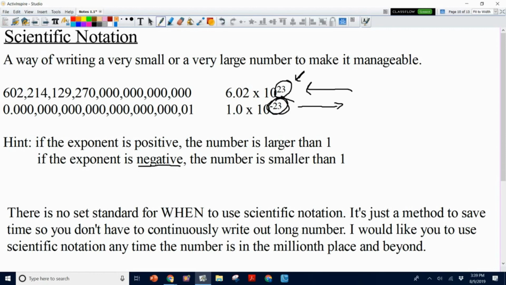All right, so there's no set standard for when to use a number in scientific notation. It's just a method to save you time so that you don't have to continuously write out all of those zeros, all of that big long number. But I would like you to use scientific notation anytime the number is in the millionth place or beyond.